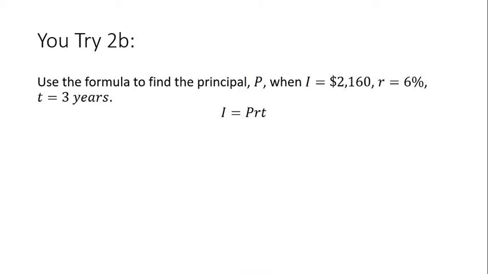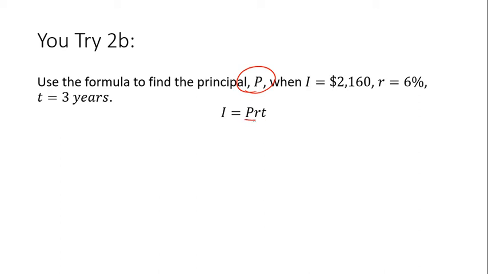So why don't you take another second to pause the video and try this one out for yourself. Okay, now that you've had a chance to do that, let's see what's going on here. We'll use the formula to find the principal P when I is $2,160, R is 6%, and T is 3 years. So the first thing I want to do is solve for P. I want to get P by itself.